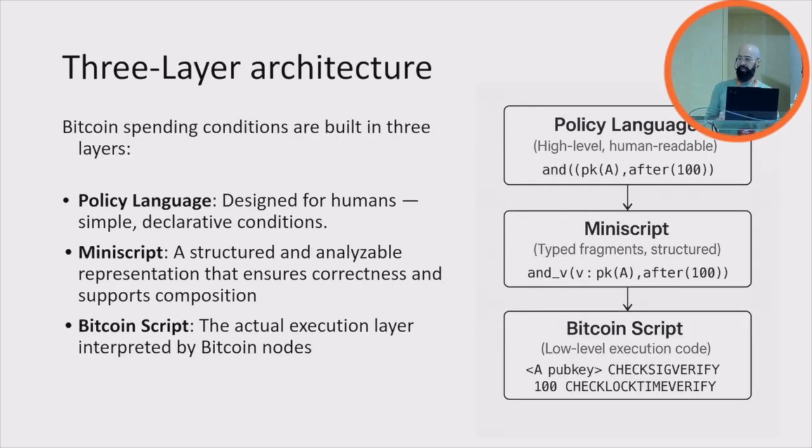Now, Miniscript is based on a three-layer architecture. We have the policy language on the top level, which is human readable. I'm not sure about human readable, engineering readable is more likely. And then it will compile to Miniscript. The syntax will be a bit more complex. And in the end, it will be mapped into low-level Bitcoin script.